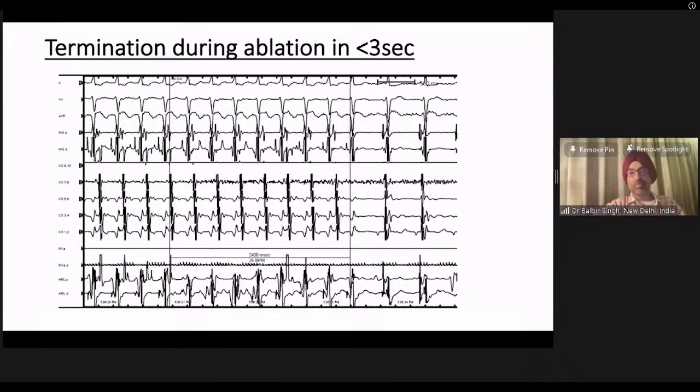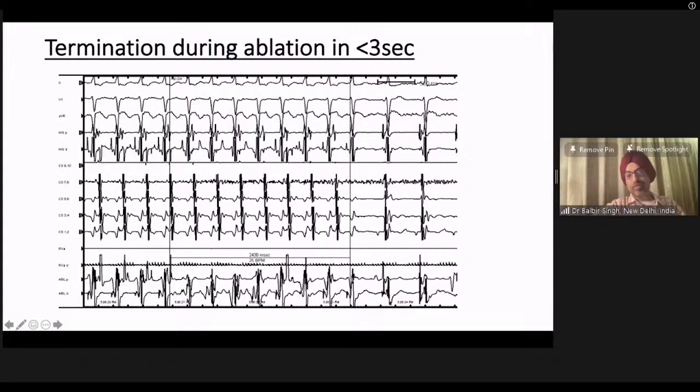Start with low powers. The power started in this case was 20. You can see the SVT was on, and this line shows ablation on. This is where ablation started. 2.4 seconds is where you see a VA block in this pathway. Now, I will bring you to the last line, which is the ablation distal signal. You see a clear H.